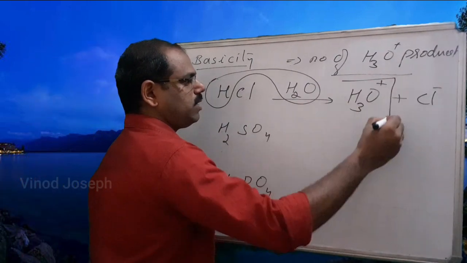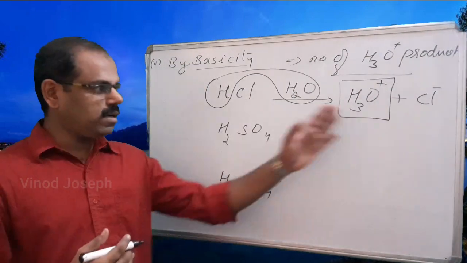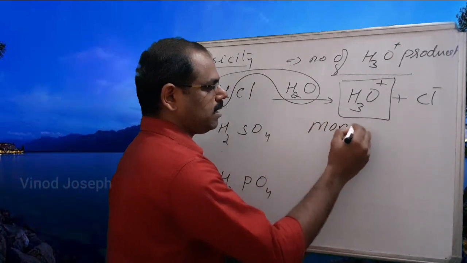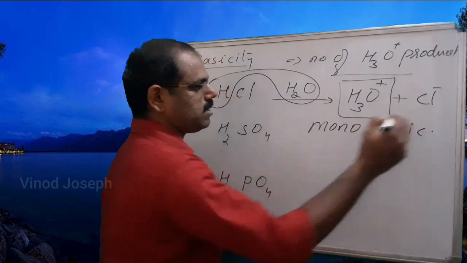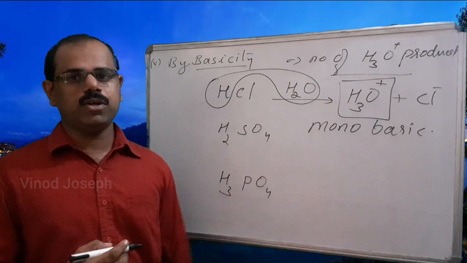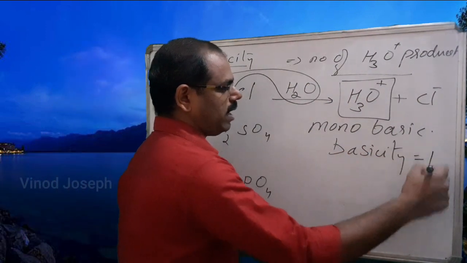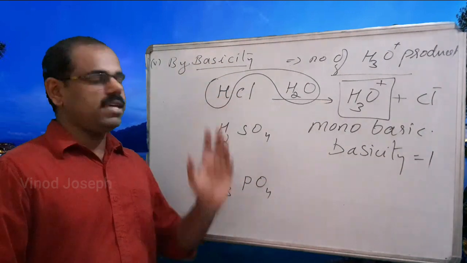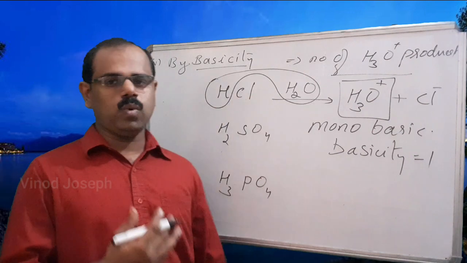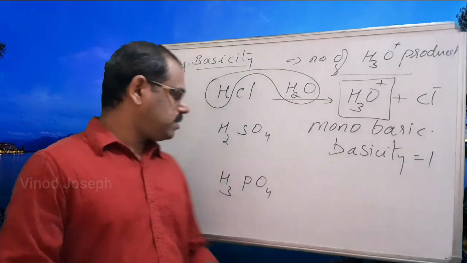So 1 hydronium ion is produced by hydrochloric acid in water. So we can say HCl is a monobasic acid. And if we ask what is the basicity of HCl, since there is 1 hydronium ion, we can say basicity is equal to 1. In the same way, HCl or HNO3, nitric acid, both can release 1 hydronium ion in water, so their basicity is 1. Now consider sulfuric acid.